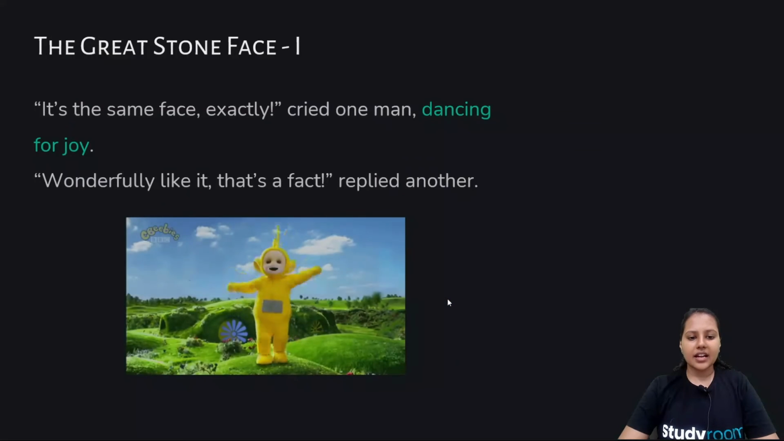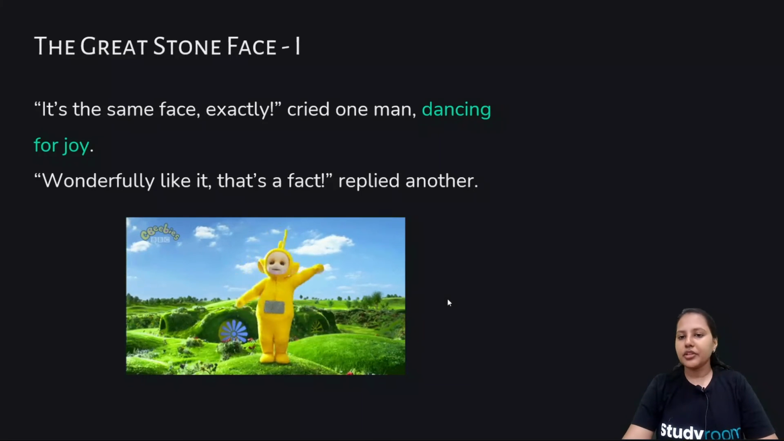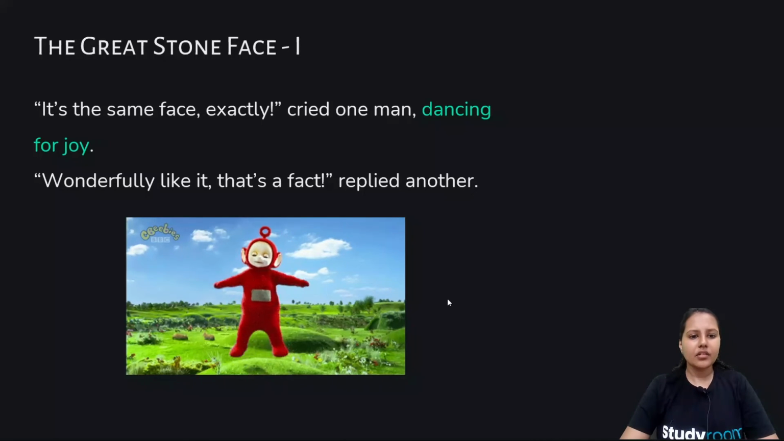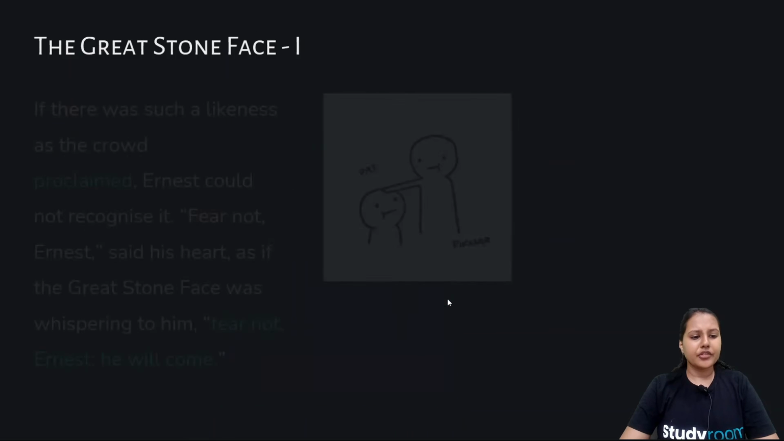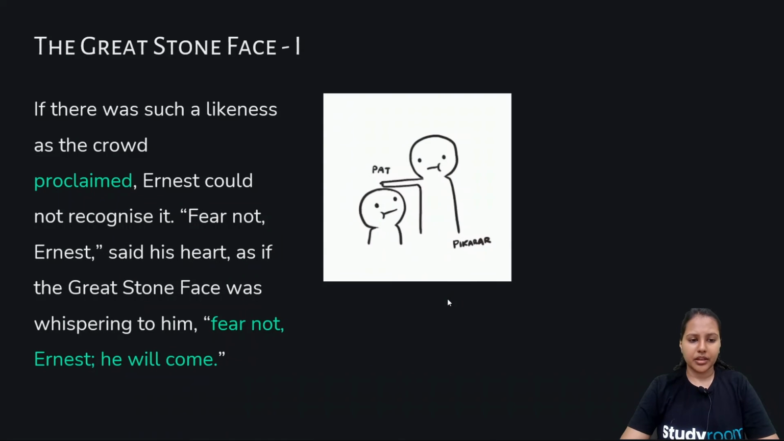"It's the same face exactly," cried one man, dancing for joy. "Wonderfully like it, that's a fact." So the same thing which they did for the merchant, they were repeating. "And why not? He's the greatest man of this or any other age, beyond a doubt." Now people are like, undoubtedly, he's the greatest man. Ernest at last could see the general's face, and in the same glance, he could also see the great stone face. If there was such a likeness as the crowd proclaimed, Ernest could not recognize it. "Fear not, Ernest, he will come." And again, like how he felt during the merchant, he didn't feel that this man resembled it, and his inner soul said, "Fear not, the real man who will resemble me will come."